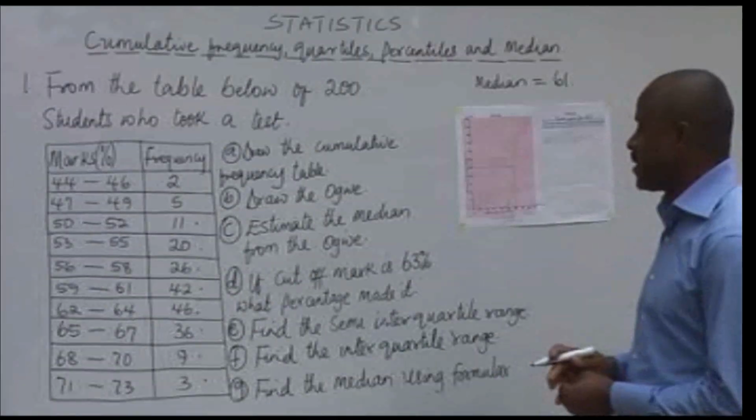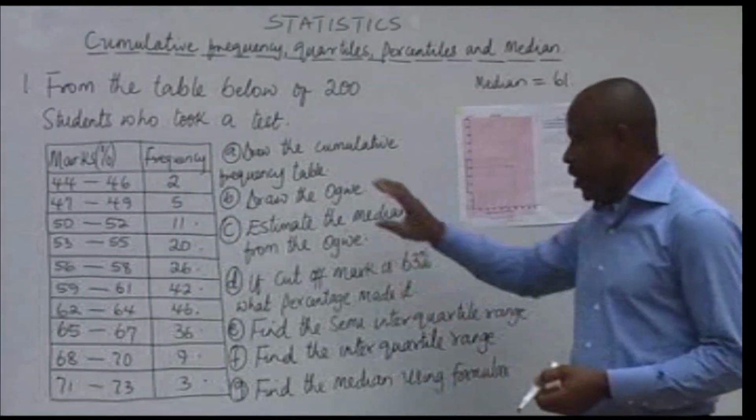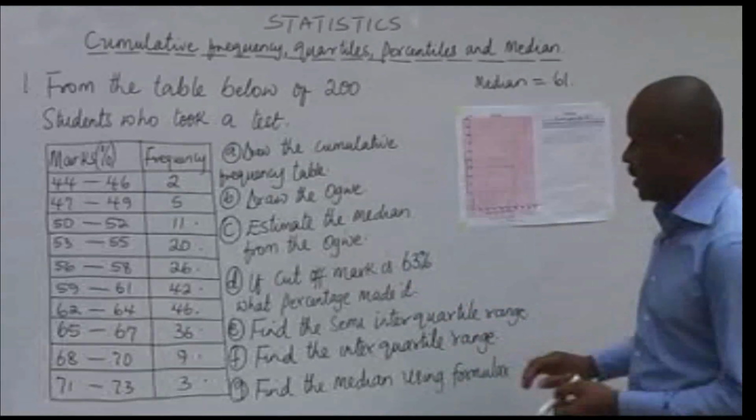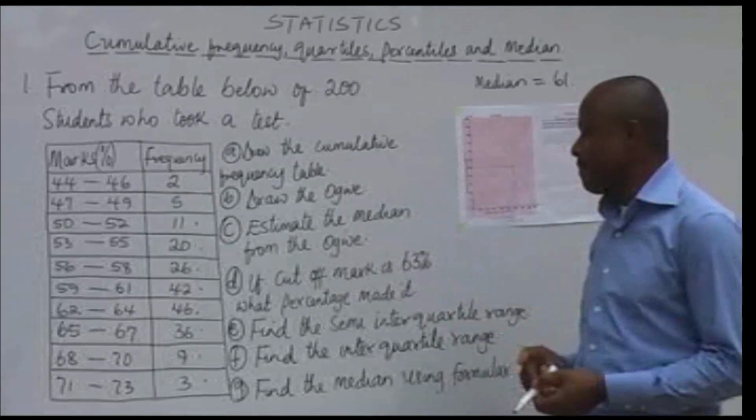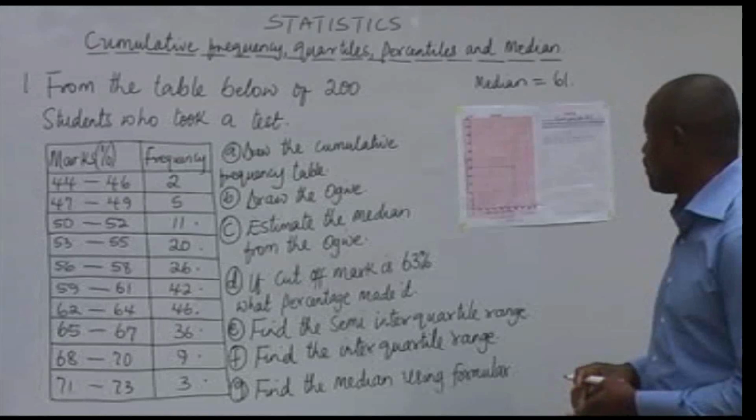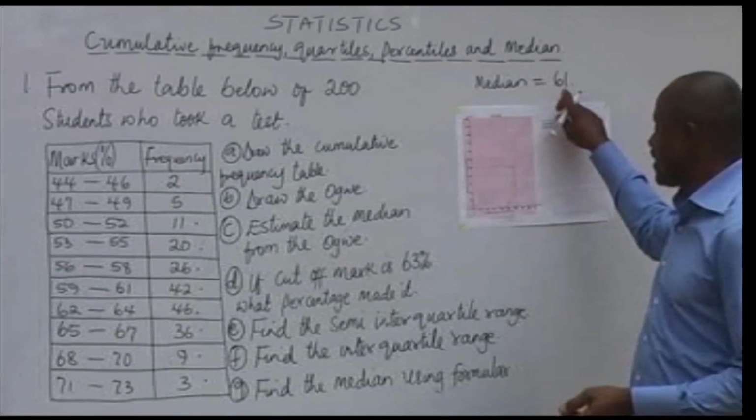Now we have finished drawing our ogive. Estimating our median from the ogive that we got, that median is 61.